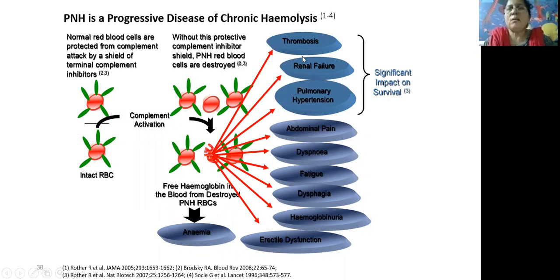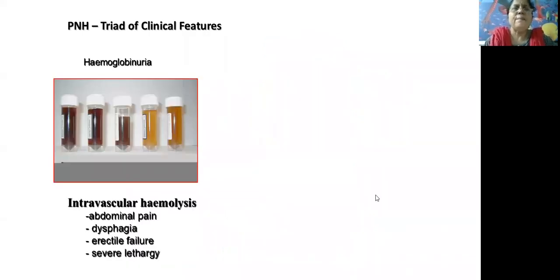So these three, thrombosis, renal failure, pulmonary hypertension, have significant impact on the mortality of the patient. This can cause stroke, myocardial infarction, etc. All these will cause impact on morbidity. Patient will be always sick, sick, sick. So what are the clinical features? Triad of clinical features. It is an intravascular hemolysis causing hemolysis. Urine contains hemoglobin, abdominal pain, dysphagia, erectile failure, severe lethargy.